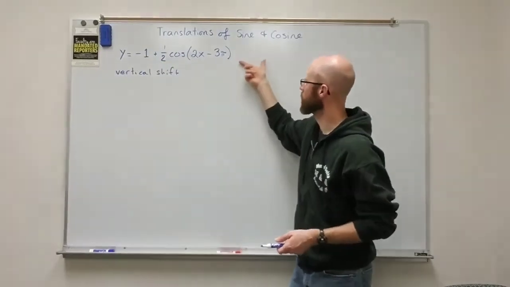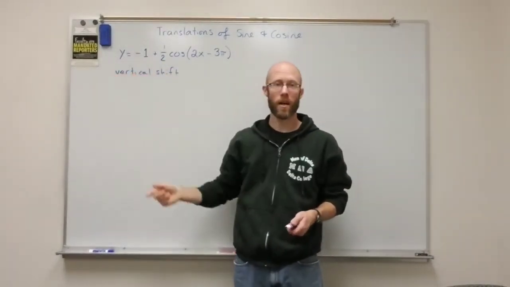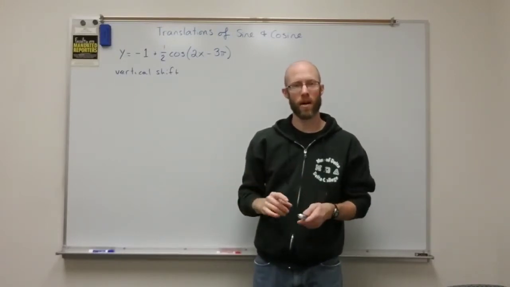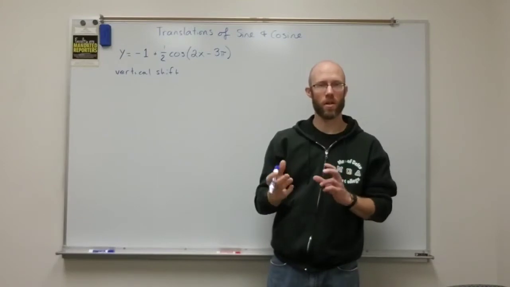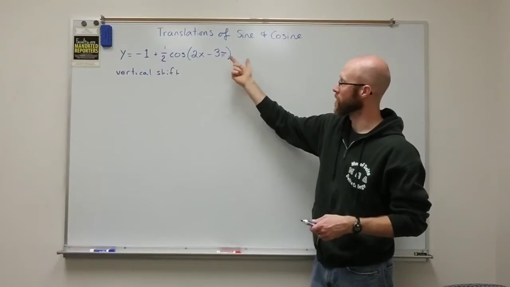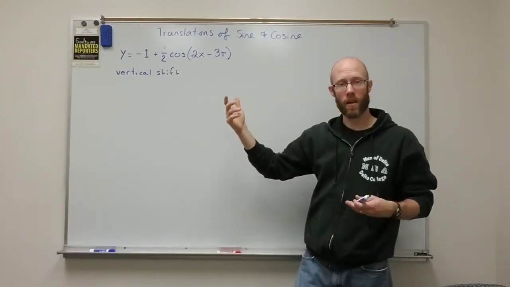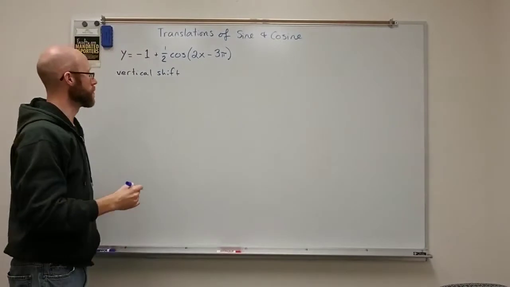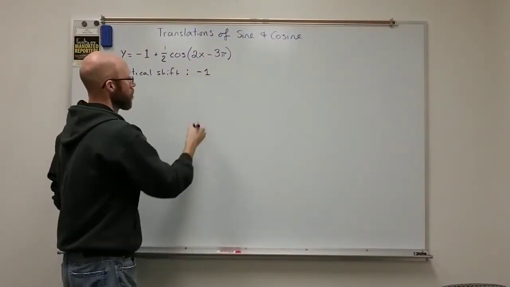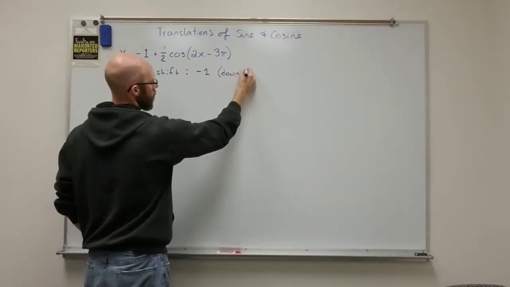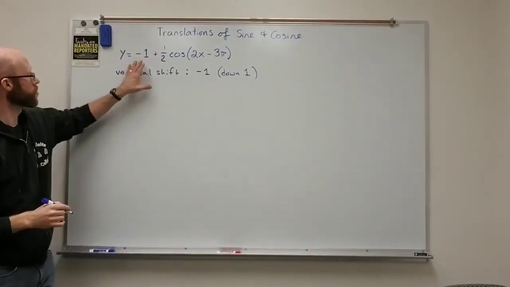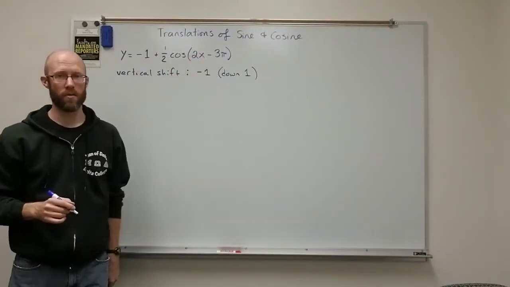Sometimes we'll write that constant at the end, sometimes we'll write it at the beginning. So the position of it doesn't really matter because we're adding, so you can interchange or switch the order. If this was 1/2 cosine of all this stuff -1, it would be the same thing. It would be a vertical shift of -1. So the vertical shift in this case will be -1, or you could say down 1. We're just kind of working our way outside in for a moment.